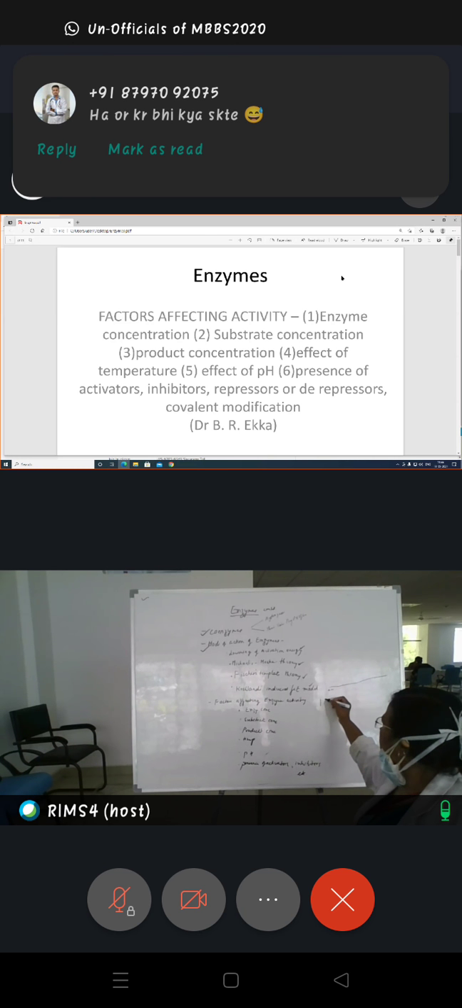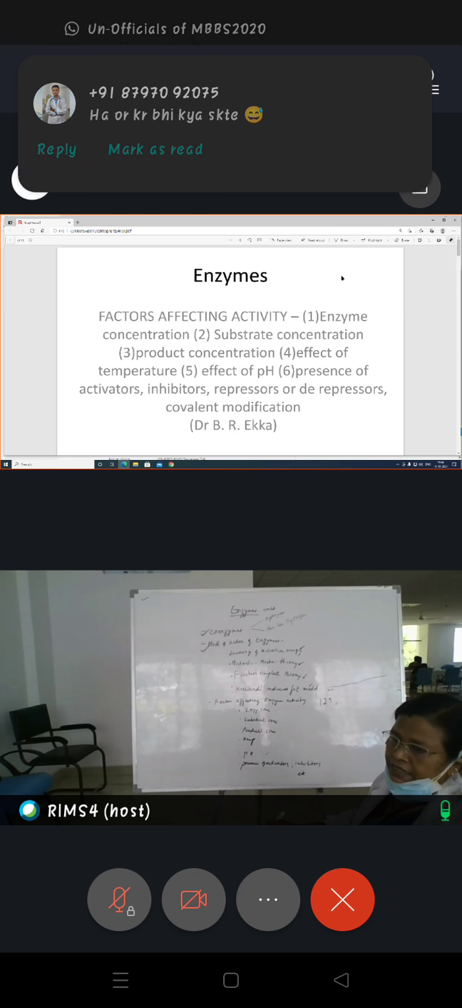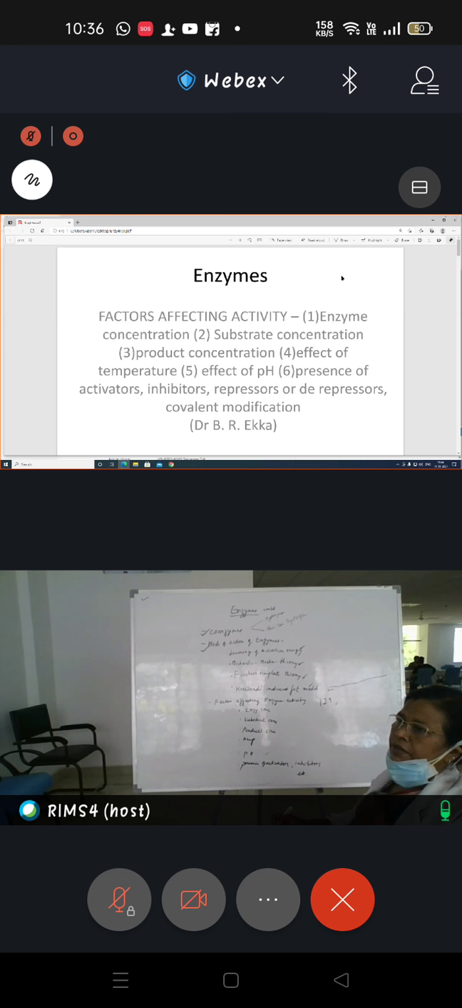The active site is formed by the coming together of the amino acids present at position 5 and 101. Try to understand. It contains amino acids, and these amino acids are present at distant positions in a polypeptide chain. But when they come together, they form the active site.